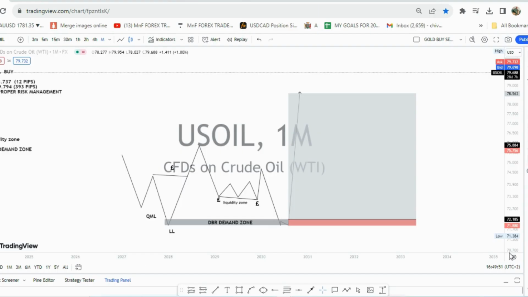Right, so as you can already see here, we have a beautiful drop base rally setup. So you always have to make sure that you are trading in the direction of the market. In this particular case, you're going to find this setup when the market is going to the upside. Therefore, you are going to look for buying opportunities. If the market is going to the downside, you're looking for selling opportunities. That is extremely important.